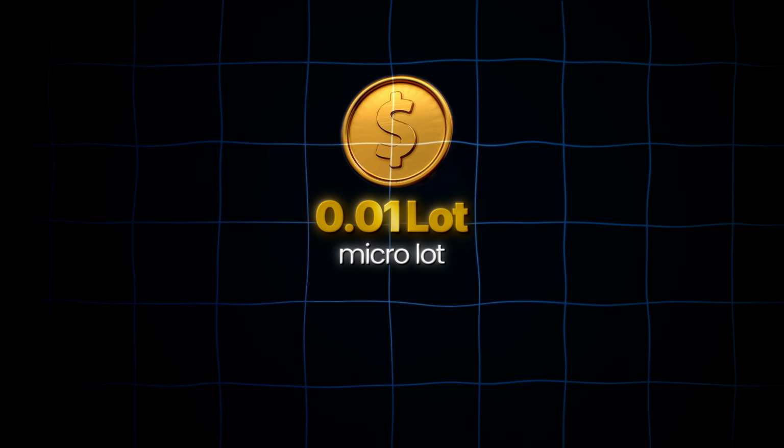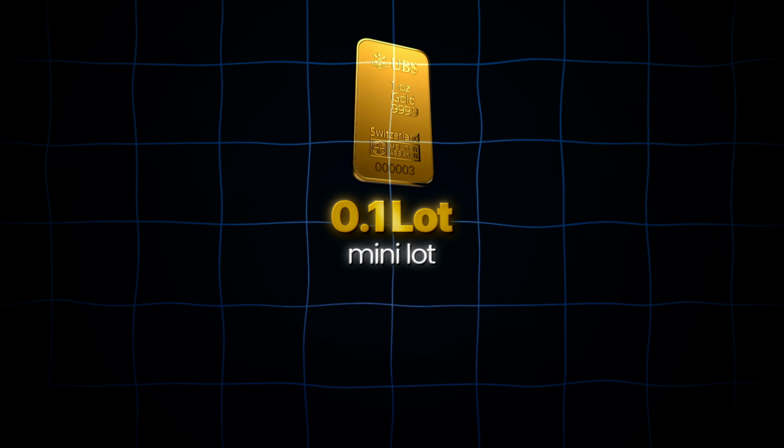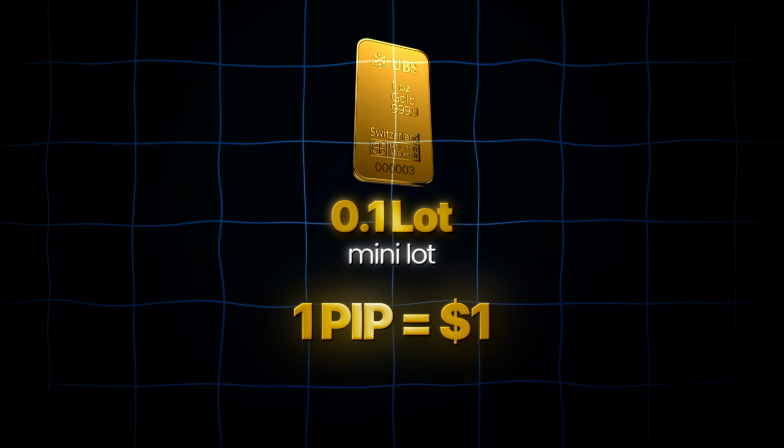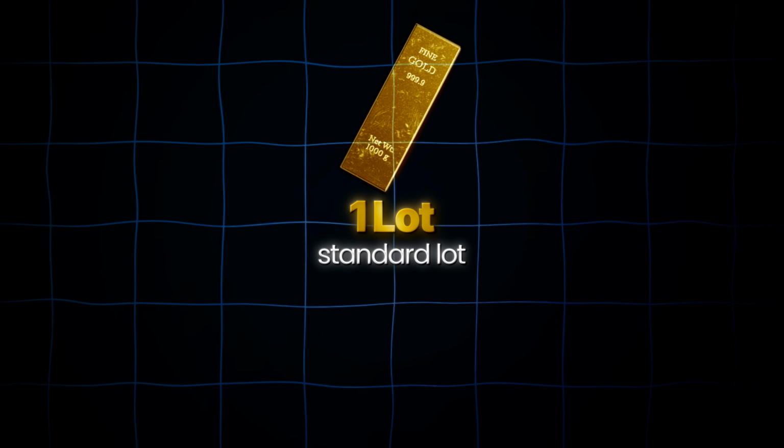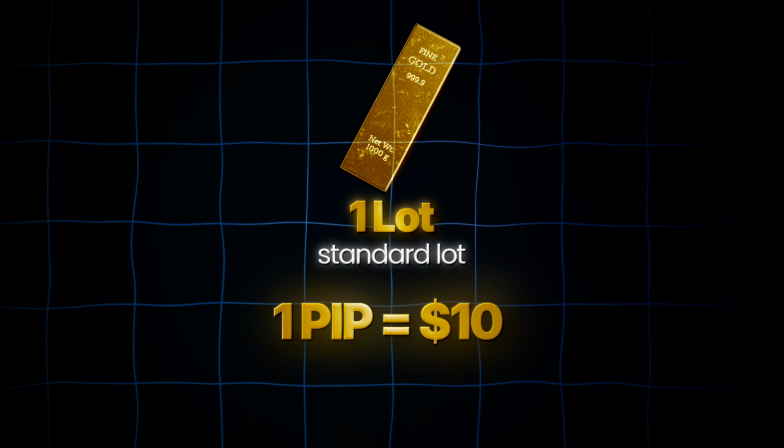Now here's where things start getting interesting. With a micro lot, the small gold coin, every pip is worth around 10 cents. With a mini lot, the small gold bar, every pip is worth around $1. And with a standard lot, the big gold brick, every single pip is worth around $10.